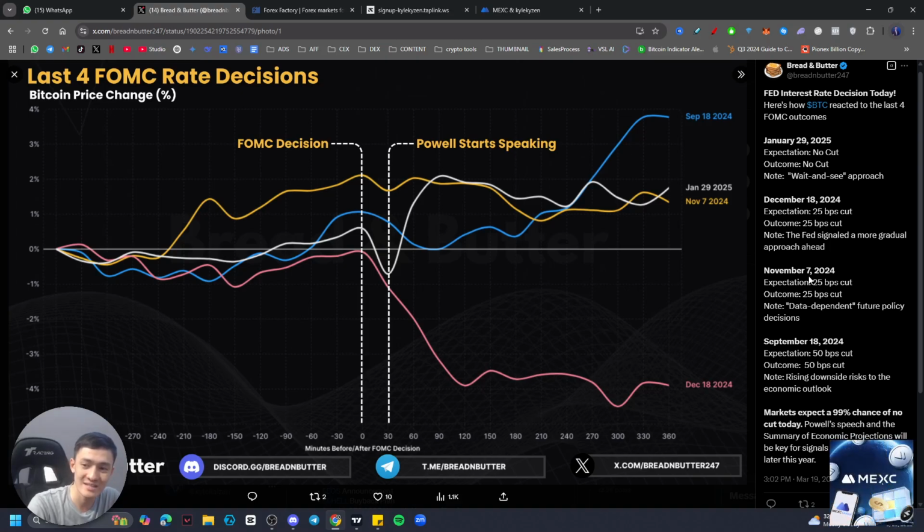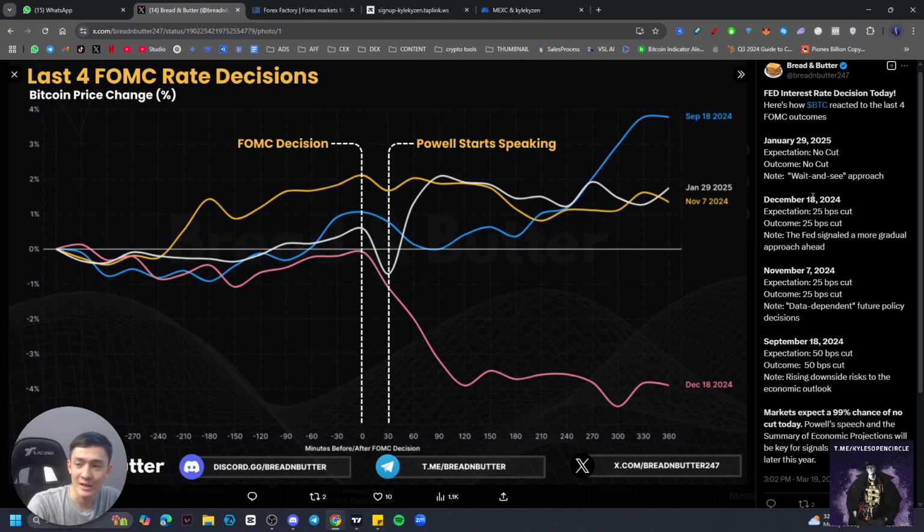And then in November 7th, 2024, expectation 25 cut, outcome 25 cut. Okay, data dependent future policy decisions. So November yang kuning ni, we were expecting a cut, we got a cut, market was just kind of stable. But you can see again, masa news keluar dia dip sikit, right? It's expecting a cut, dia naik, masa news keluar dia dip sikit.